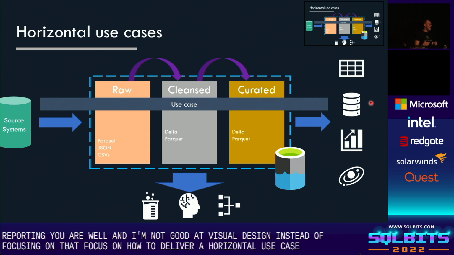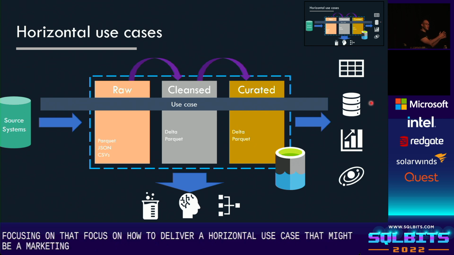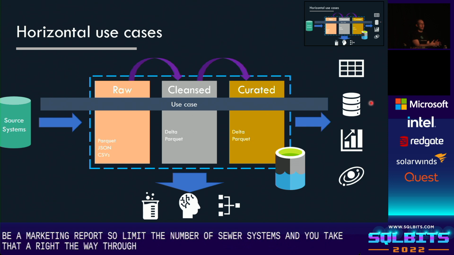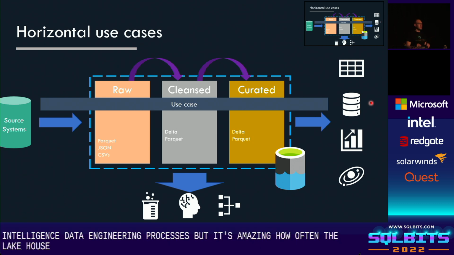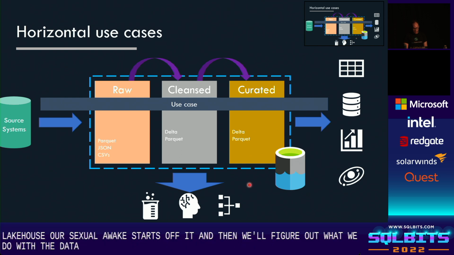That might be a marketing report. So you limit the number of source systems and you take that data right the way through. And I think this is probably a good lesson for all business intelligence and data engineering processes. But it's amazing how often the Lakehouse architecture or implementing a data lake starts off with, yeah, we're just going to get it to silver and then we'll figure out what we do with the data, because that doesn't matter.